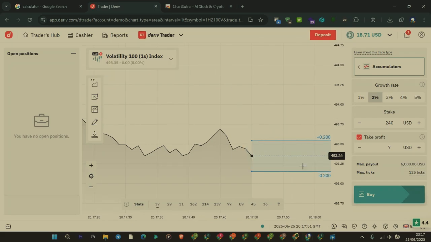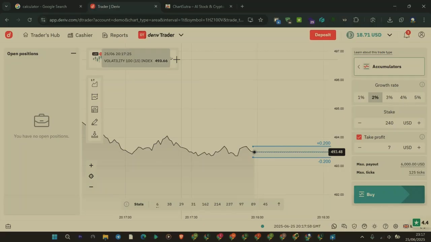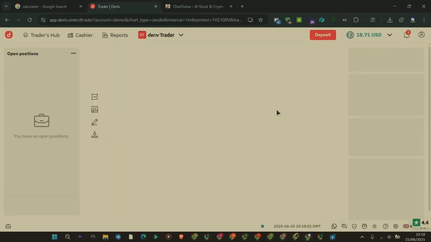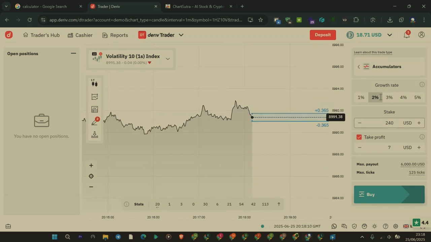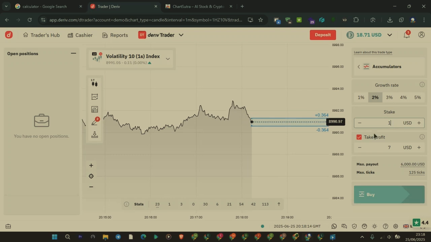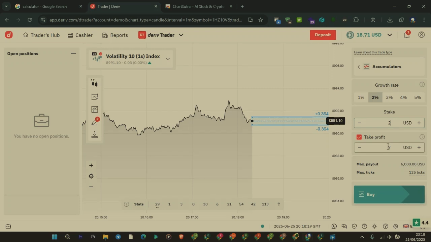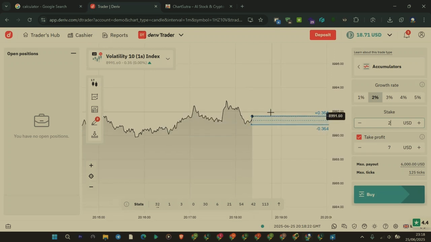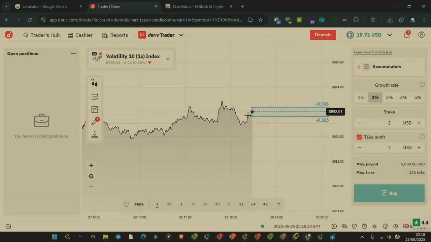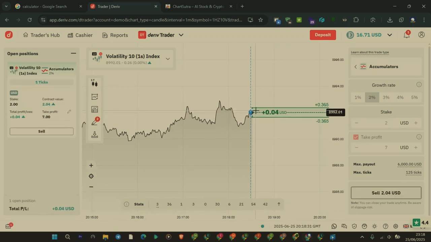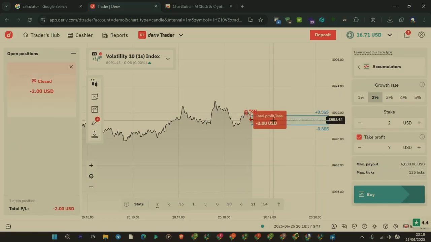So here I have accumulators. Let me change to another market. Okay, I can try with this one, but I will use a stake of $1. Okay, $2 seems to be enough. Can take profit there. Okay, it has crossed. What I did, I just waited for it to cross these lines. When you see the right lines, it has crossed.